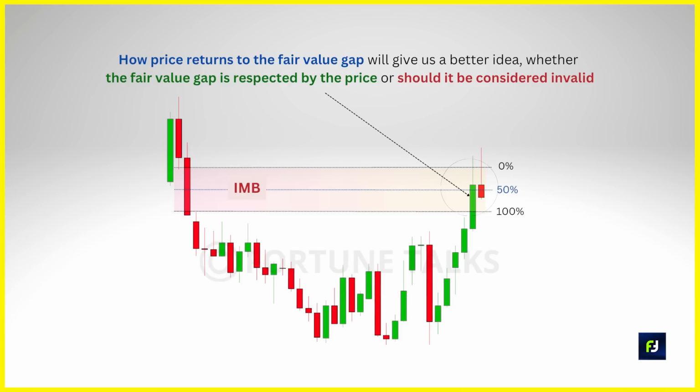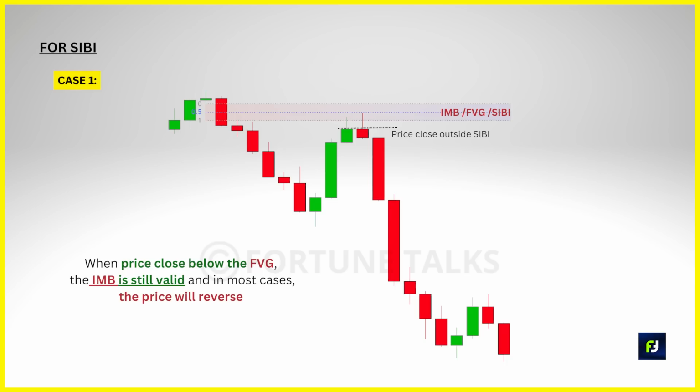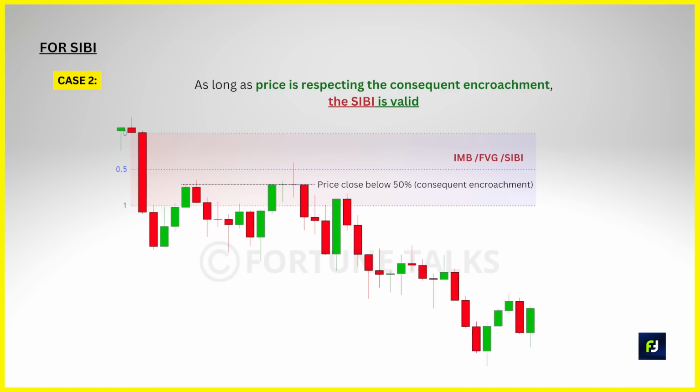When the price returns to the fair value gap, we should look for a few different things. This will give us a better idea if the fair value gap is respected by the price or should be considered invalid. I will be considering a bearish fair value gap or a SIBI for this purpose. So first, the price can either reach up into the fair value gap but close outside the fair value gap and continue lower. Price can also reach up into the consequent encroachment or 50% of this fair value gap.